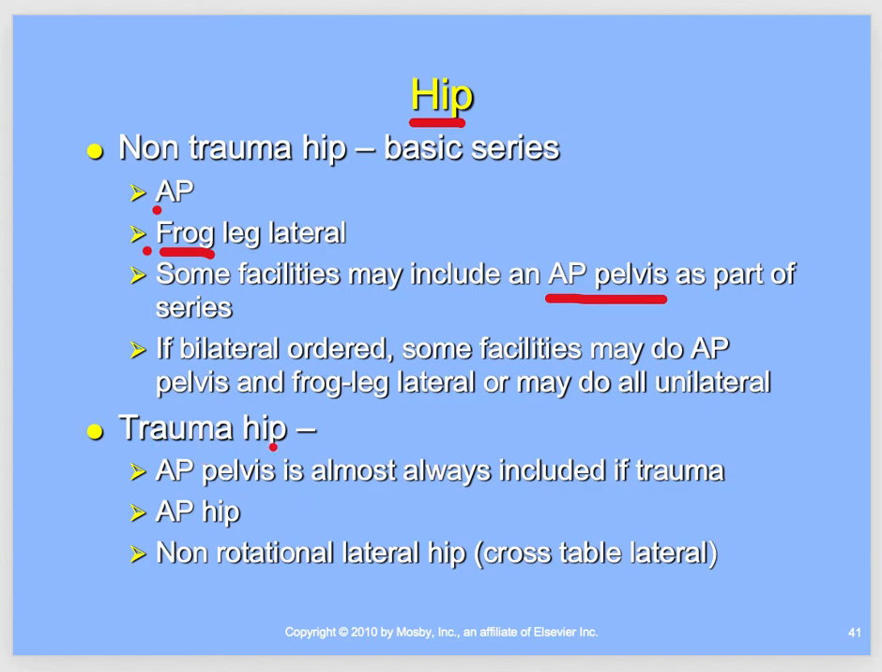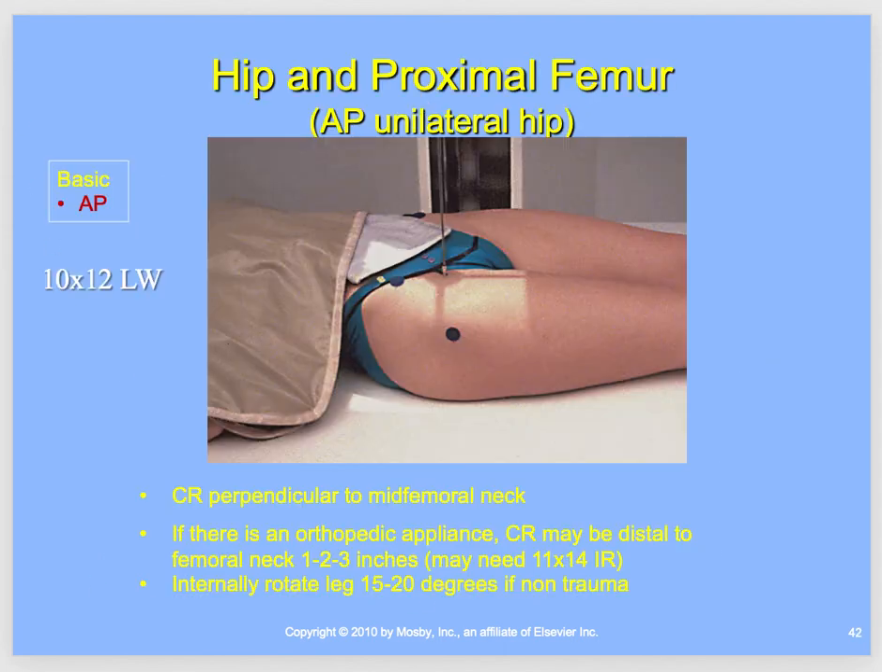A lot of times your trauma hips are an AP pelvis. They skip the AP hip and they go right to the cross table lateral hip. So AP pelvis and then the cross table lateral, just depending on where you are and what your protocols are. So keep in mind, you may not have to do an AP hip.